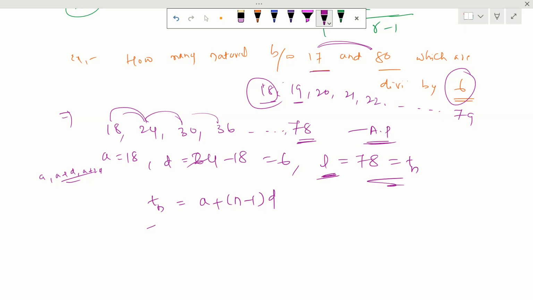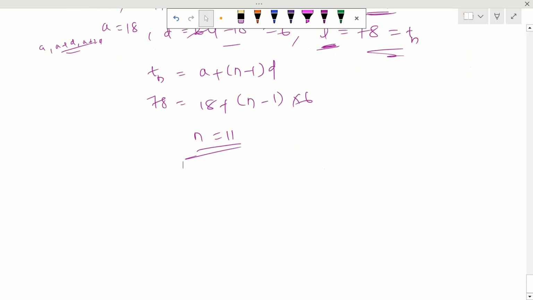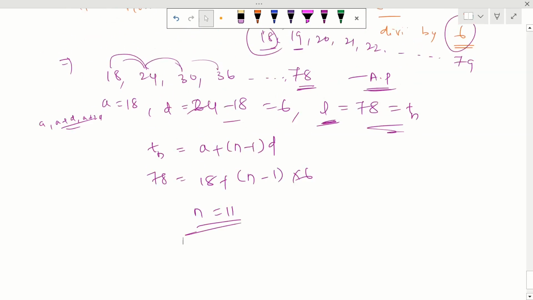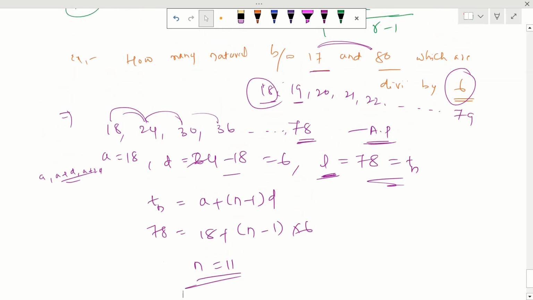Tn is 78. The first value A is 18, and N we don't know, we have to find it. D is 6. You simplify this equation and we will get N equal to 11. There are 11 numbers between 17 and 80 which are divisible by 6. This type of problem is solved using arithmetic progressions and geometric progressions.